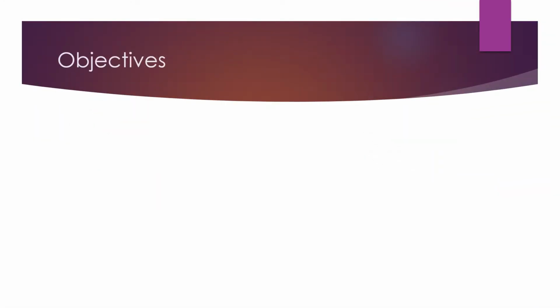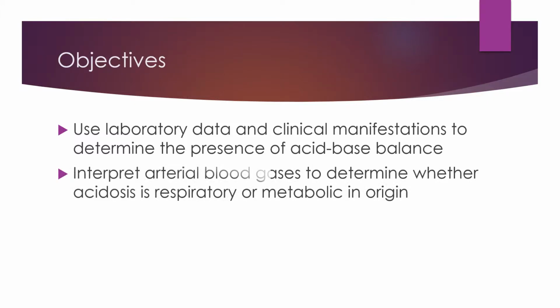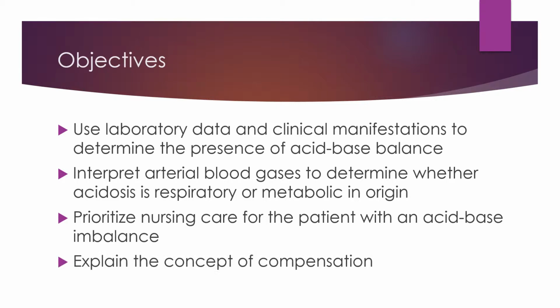After this lesson, you should be able to use laboratory data and clinical manifestations to determine the presence of acid-base imbalance. Interpret arterial blood gases to determine whether acidosis is respiratory or metabolic in origin. Prioritize nursing care for the patient with an acid-base imbalance. And explain the concept of compensation.